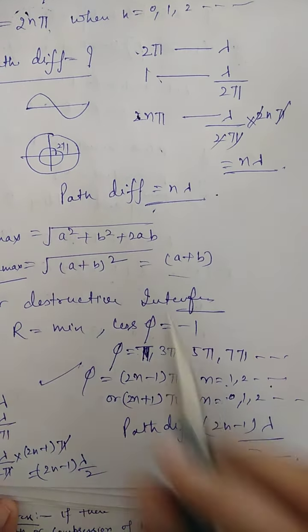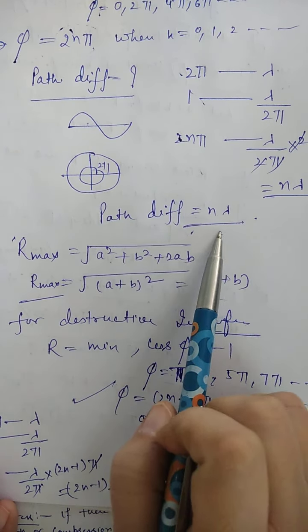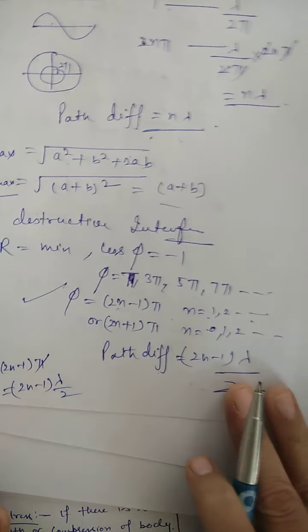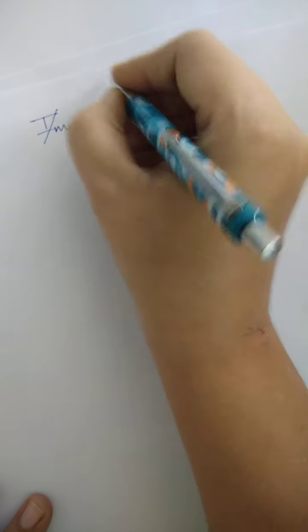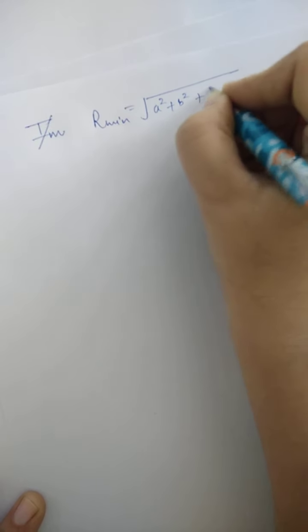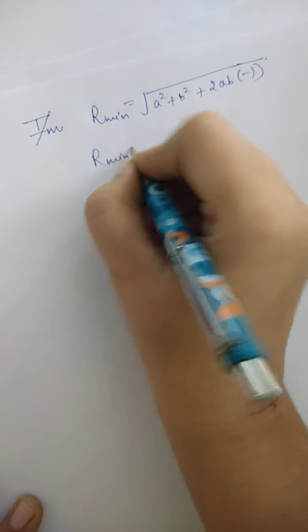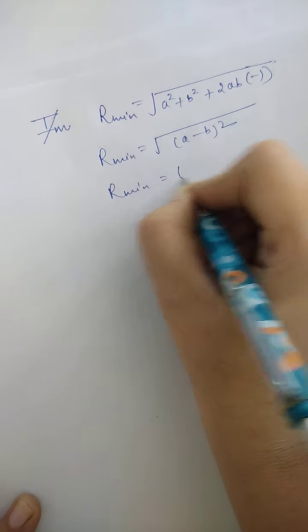So if we see, for constructive interference, what is the phase difference? 2nπ, and what is the path difference? n lambda. Okay. And for destructive interference, it is (2n minus 1)π and the path difference is (2n minus 1) lambda by 2. I think it is clear to all of you. Now after this, what is the minimum intensity? R minimum we will calculate. R minimum is, put this value of cos phi as -1 in a square plus b square plus 2ab cos phi, so R minimum becomes (a minus b) whole square under root. So R minimum is a minus b.